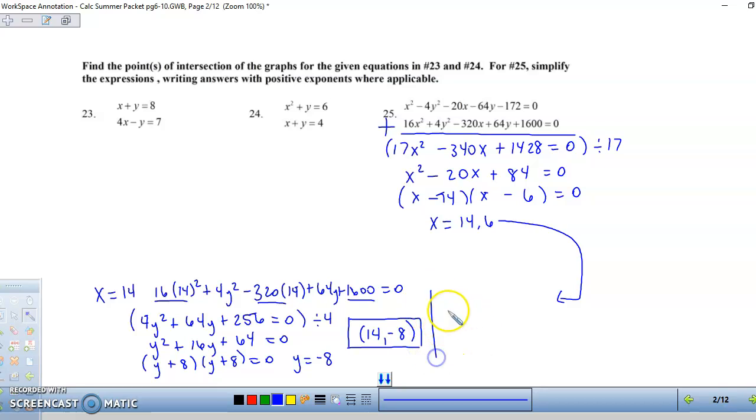Okay, so then you're going to try and plug in 6. When you do that, you actually end up with the exact same quadratic if you did it correctly. So again, y is going to be negative 8, and that's the only y value. So my only two intersections are going to be 14, negative 8, and then 6, negative 8. So that's just a review over the process for elimination.